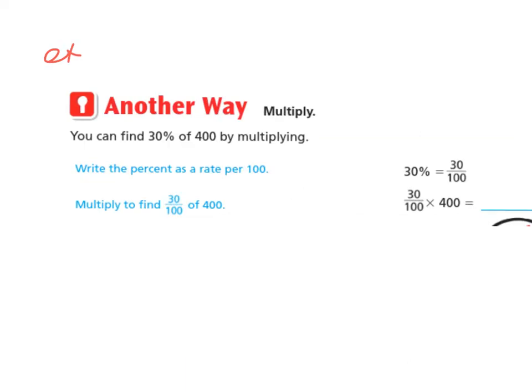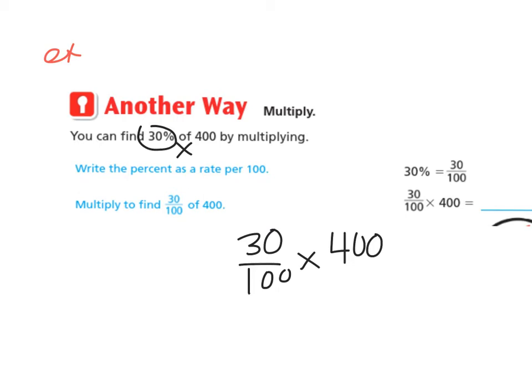Another way you can do this is you can simply remember that of means multiply. So you can find 30% of 400 by multiplying. First, you write this percentage as a fraction, 30 over 100. So we would do 30 over 100, and then of means multiply by 400. And then you just multiply like normal. And I'm just going to put a 1 under this, and then I'm just going to multiply straight across.